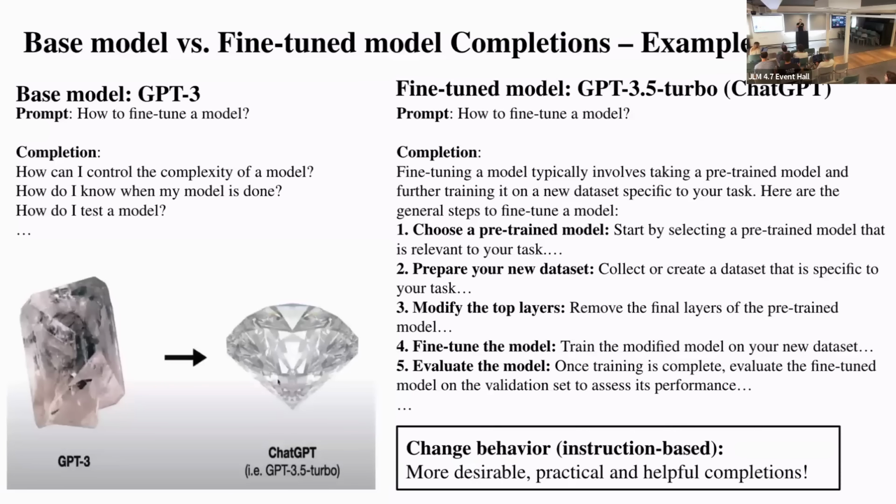And a cool analogy that you can think of is that GPT-3, the base model, is like the raw diamond. And what we are doing is actually transforming it into something more practical. For example, something that you can put on your diamond ring. So this is like ChatGPT.